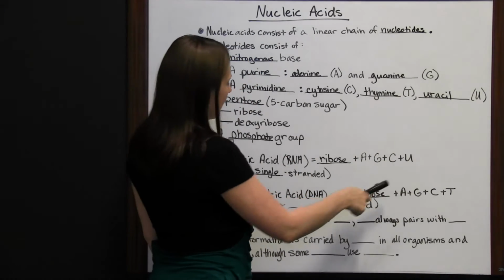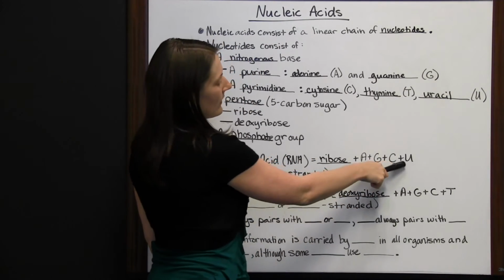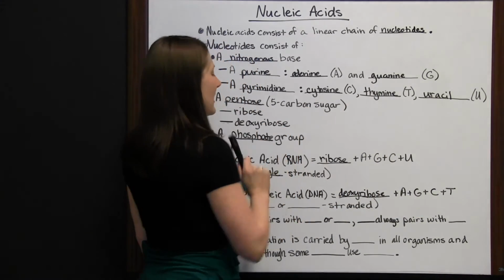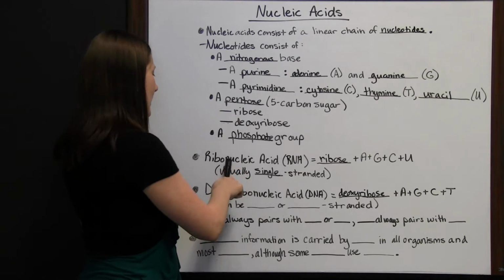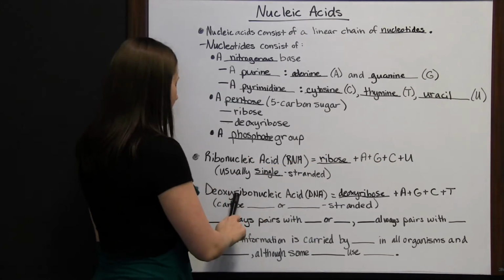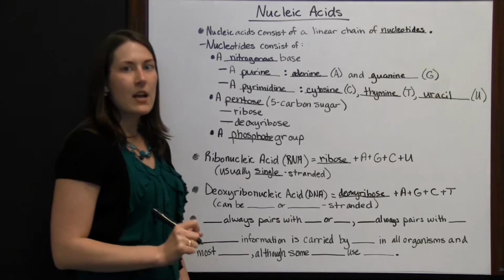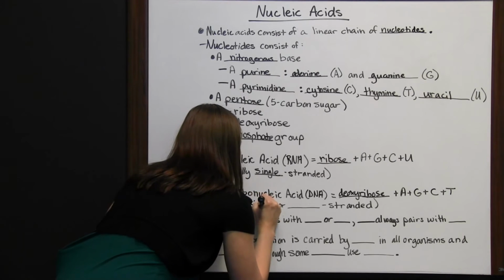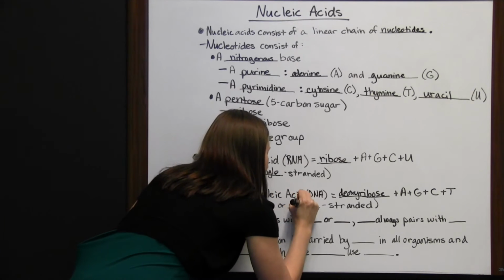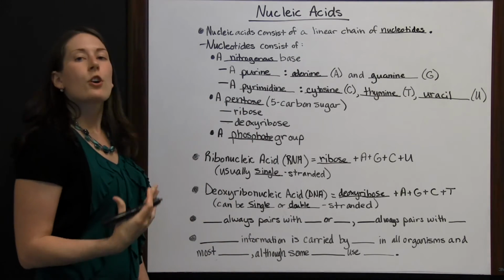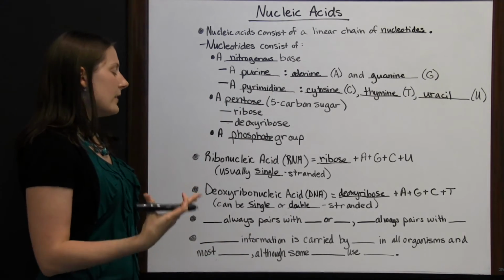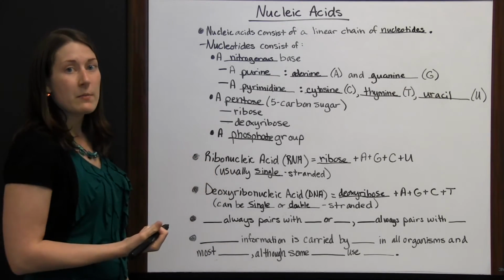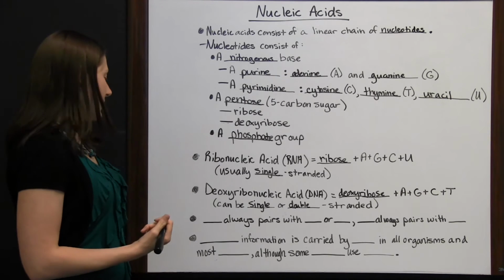And you might notice that RNA is going to use uracil as its second pyrimidine, where DNA is going to use thymine as its second pyrimidine. And that's how it always is. RNA is going to use uracil, DNA is going to use thymine. So you need to remember that part. DNA can be single or double-stranded. It is a bit more advanced or complex than the RNA, so a lot of times it is double-stranded, but it can be single-stranded as well, where RNA is usually going to be single-stranded and only rarely double-stranded.